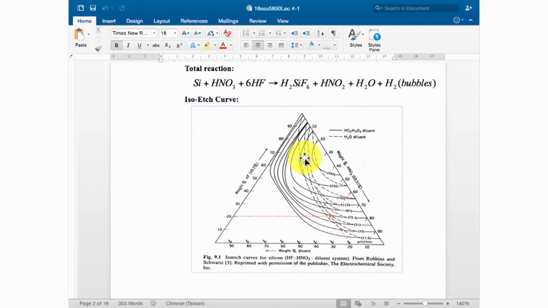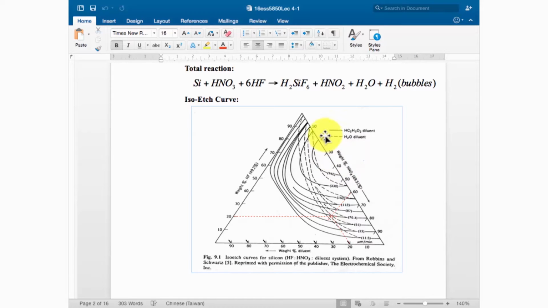So we actually have two systems. On the bottom we have either water or acetic acid. By using acetic acid as a diluent, you get the solid line. It's like a buffer inside the solution, so it keeps the pH level more or less fixed at some value. The other one uses water. Water is not a buffer, so when you do the etching, the pH level will change during the etching, and the behavior will be different.